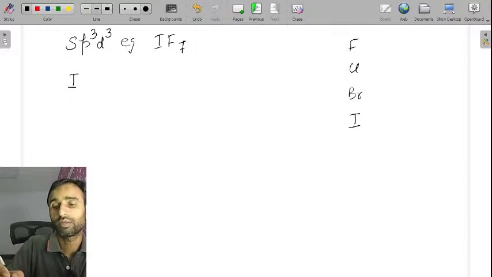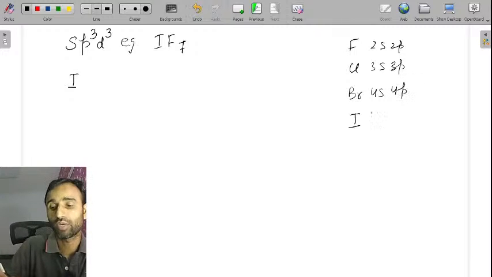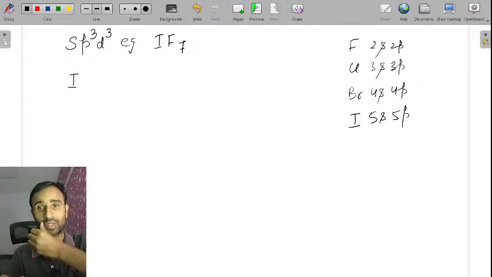You know, in fluorine there is 2s and 2p. So in chlorine, that you also know. In bromine there is 4s, 4p. So in iodine there is 5s and 5p. Right?